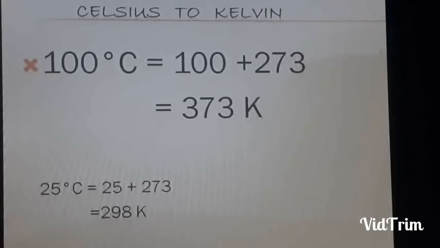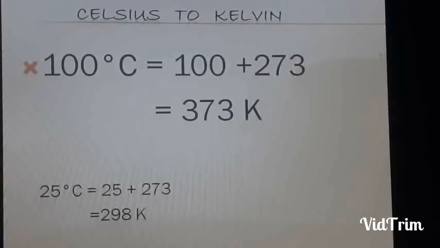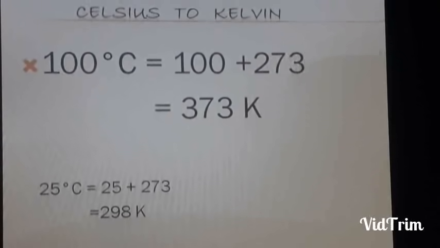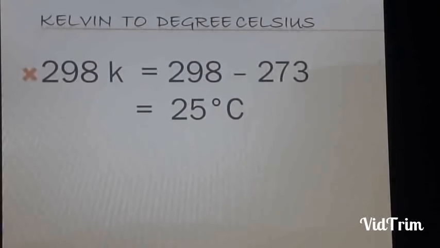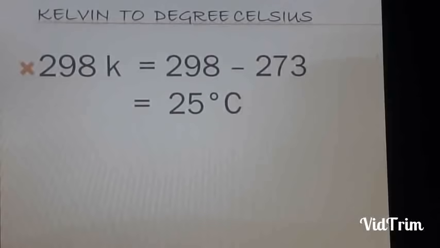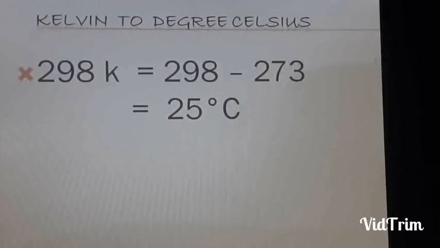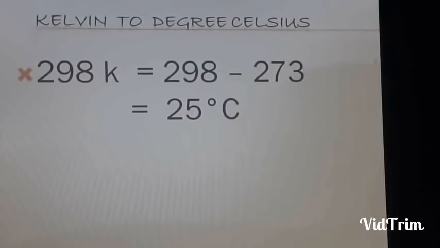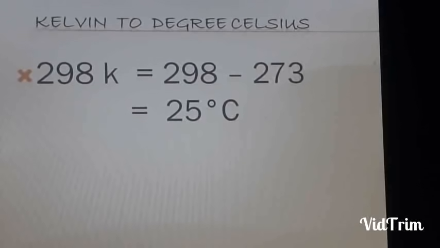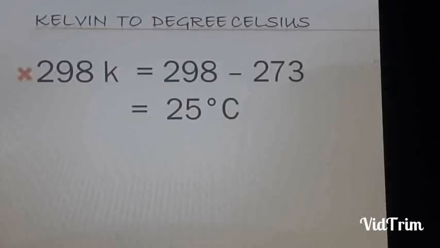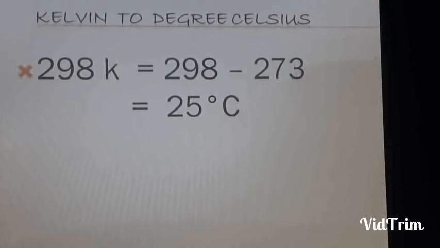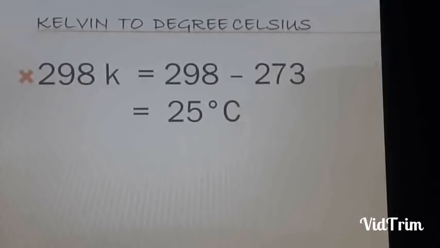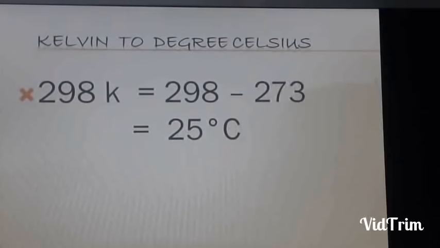Likewise, if you are given temperature in Kelvin and you need to find out degree Celsius value, what will you do? 298 Kelvin. So 298 minus 273, if you do, you will get 25 degrees Celsius. Okay, so this way you can find out the temperature in both the scales.